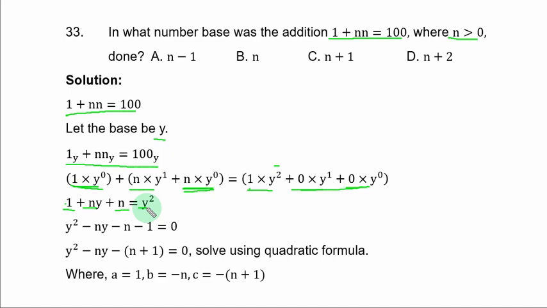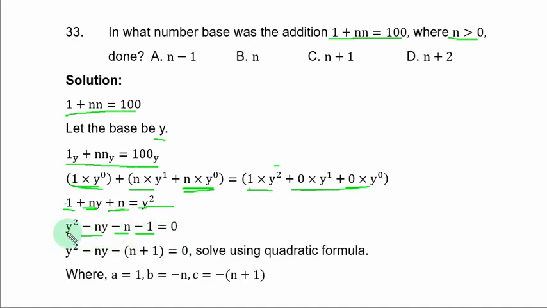To have 0 at the right hand side, let's move everything to the other side. So you have y squared. If you transfer this, it becomes minus ny. Transfer this, minus n. You transfer 1, minus 1 equal to 0.